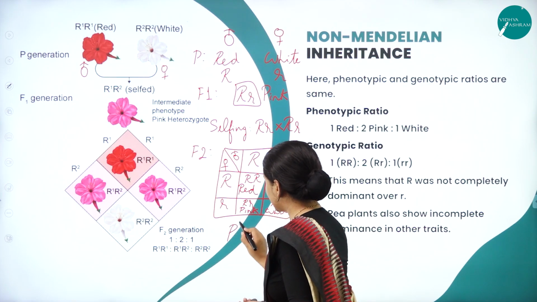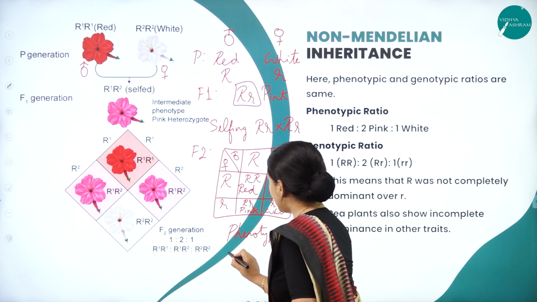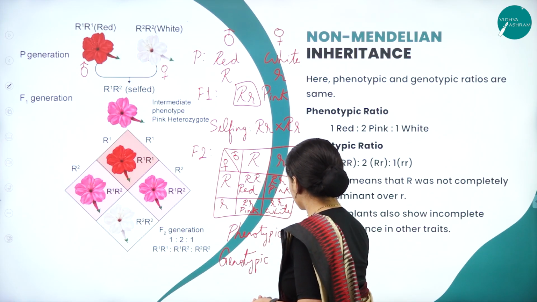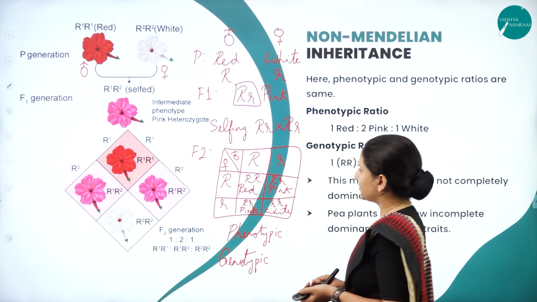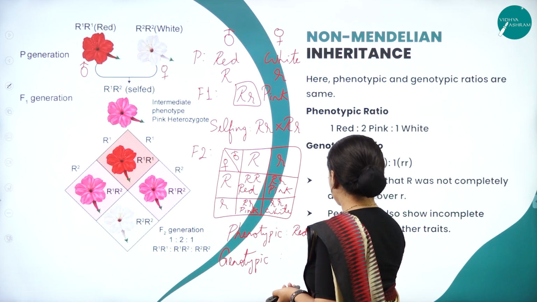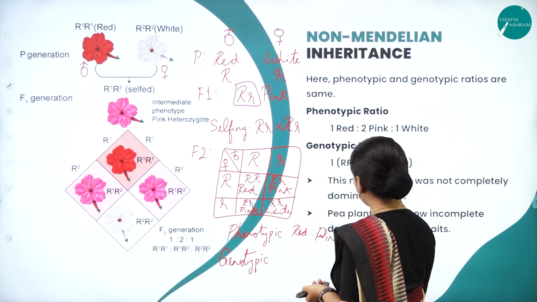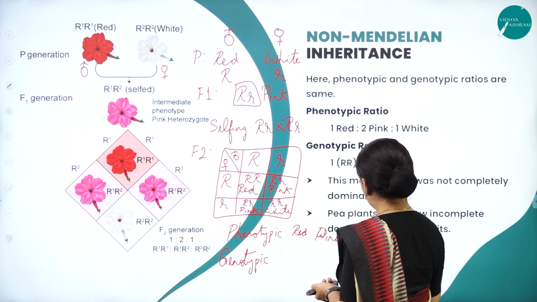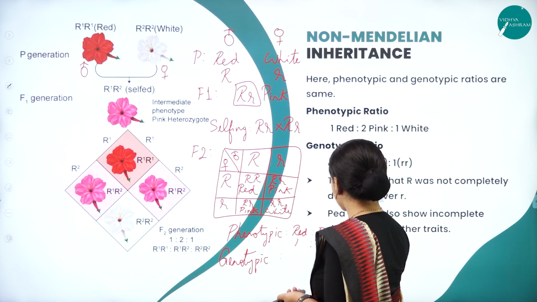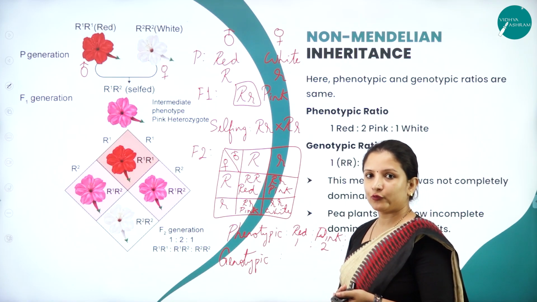Now we have to calculate the phenotypic and the genotypic ratio. So phenotypic, what all we are supposed to take? Red flower. Then we'll take pink, and white. So how many red? 1, right? How many pink? 2. How many white? It is 1. So what is it? 1:2:1.